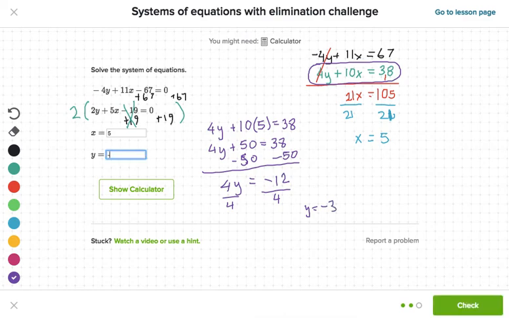Okay. I hope all of that made some sense to you. Just remember, the key part of this is actually multiplying at least one of the equations by a factor that is going to help you cancel out one of the terms, and that's going to help you get an equation in one variable. So go ahead and try it out for yourself. Let me know if you have any questions.